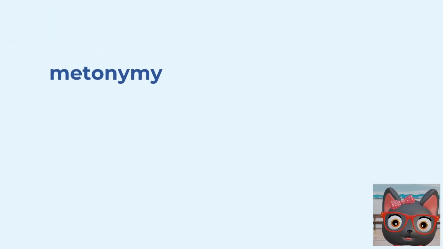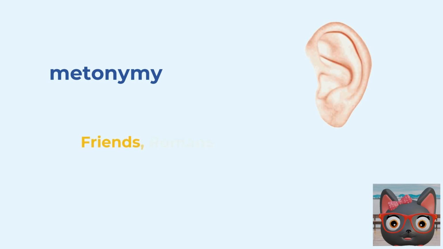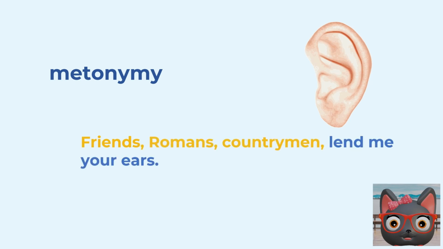Metonymy is similar to synecdoche, except a part doesn't represent the whole in metonymy. Rather, one thing represents an adjacent thing. An example from Shakespeare's play Julius Caesar. Friends, Romans, countrymen, lend me your ears. Now, when Mark Antony says this in the play, he's not asking you to lend him your ears. That would be weird. What he's asking you is to listen to him. Listening and ears are adjacent terms, so lend me your ears is a metonymical way of saying listen to me. It sounds better, doesn't it? Metonymy is used to emphasize a particular characteristic of an object.